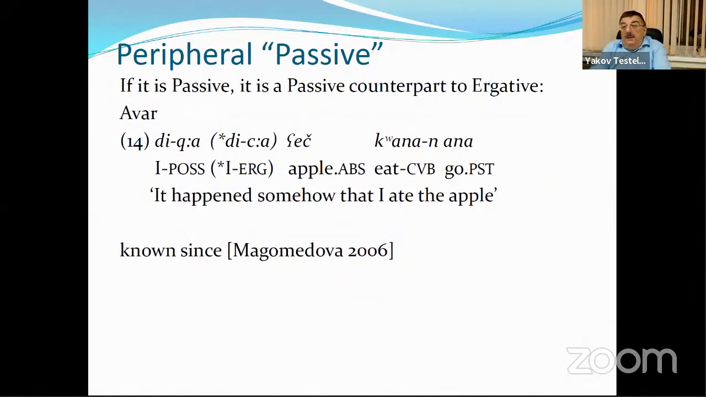Moreover, in at least some of the East Caucasian languages, there is a peripheral passive in quotation marks, because I'm not sure it is passive. It just looks like one. If it is passive, it's a passive counterpart to ergative, like in Avar, [example 14], something like: it happened somehow that I ate the apple. It's a construction with a converb of a transitive verb like eat, and the verb go, which is a light verb or semi-auxiliary verb here. So it can be used with ergative. Ergative is out here, it's a starred form in example 14. So it means it happened somehow that I ate the apple.